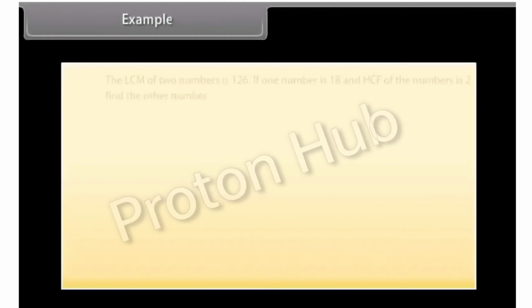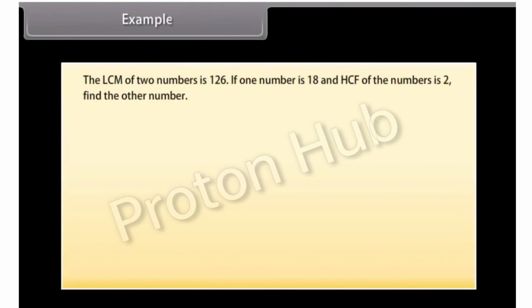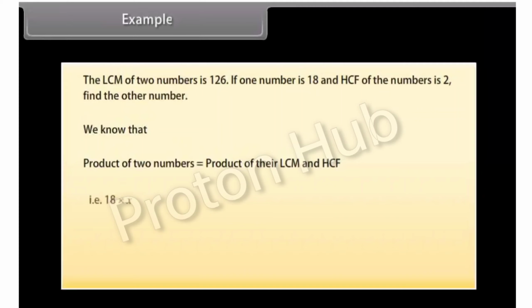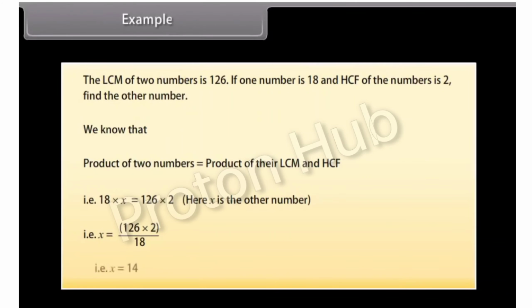Example: the LCM of two numbers is 126. If one number is 18 and the HCF of the numbers is 2, find the other number. We know that the product of two numbers is equal to the product of their LCM and HCF. That is, 18 × x is equal to 126 × 2. Here, x is the other number. That is, x is equal to 126 × 2 upon 18. That is, x is equal to 14.